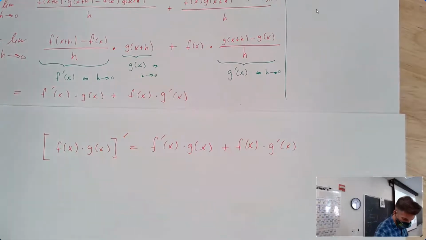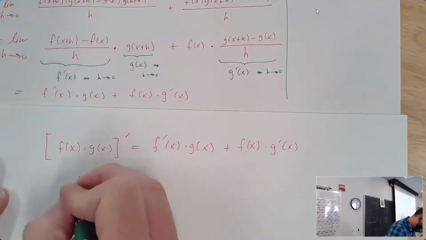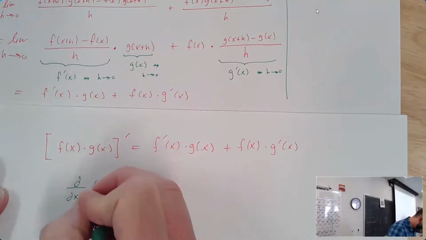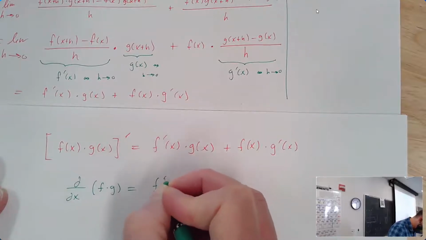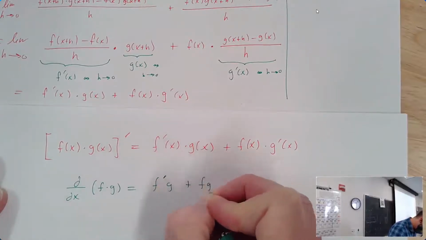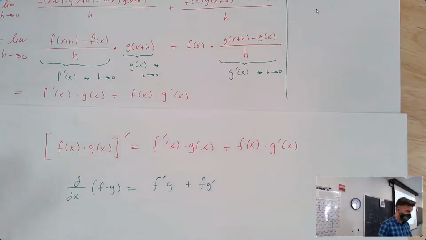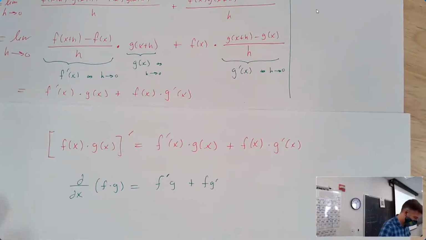Or written in the other notation, the derivative of f times g equals f prime g plus f g prime. Sometimes we omit the x's just because we all know that we're talking about a function of x and we're lazy. So we're just like, oh yeah, there's the derivative. So here is your product rule.